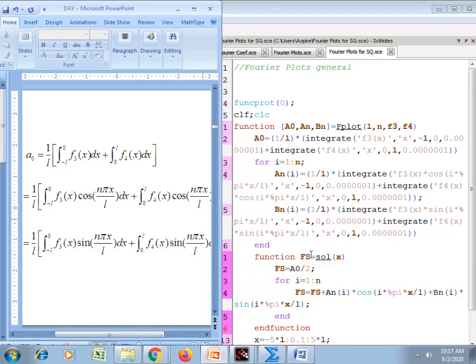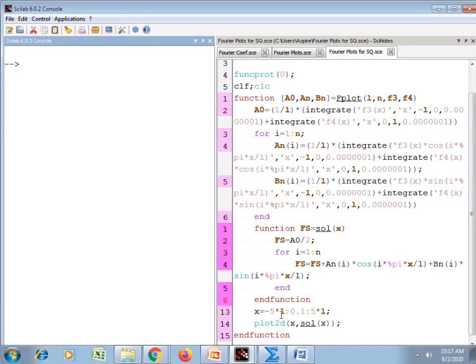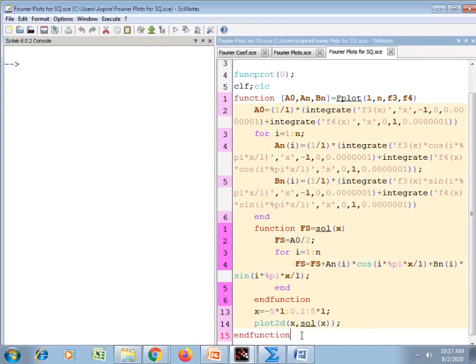To get the Fourier series, the function fs is equal to SOL of x, where fs is equal to a0 by 2, which is the first term in the Fourier series, and for the sum over n terms of an and bn there is a for loop, same as we have used in the earlier program. The values of x are taken from minus 5 times L to 5 times L with the step size of 0.1. Plot 2D function will plot the resultant Fourier series against x. So now we will try this program.